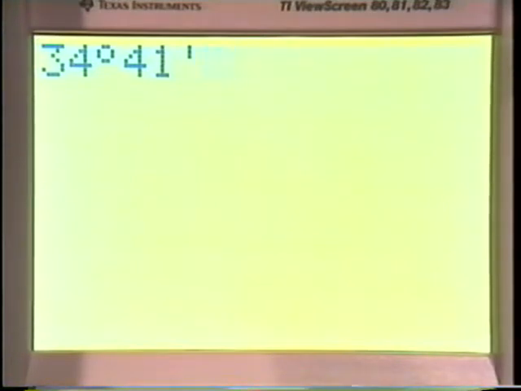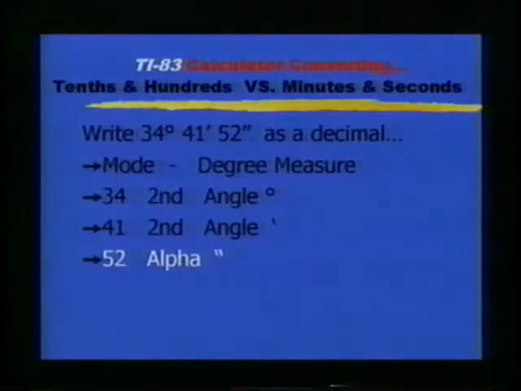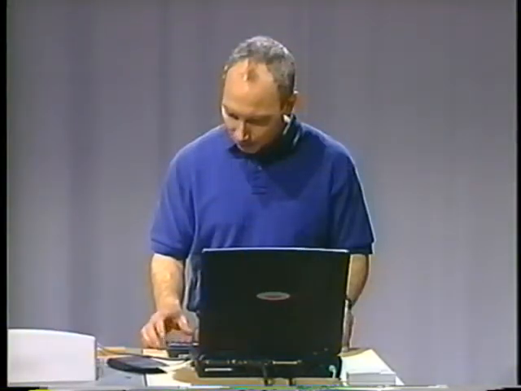I need to get the seconds in there. Okay? We're not going to go second angle to get that, because there already is a quote on the calculator. So I'm going to type my 52, and I've got to find the quote. Now I'm noting that the quote is green, which means I want to hit the alpha button. The alpha button is the button below the second button. So I'll hit the alpha button first, get a little A, then the quotes, it's down near the bottom right, and I'll get that.